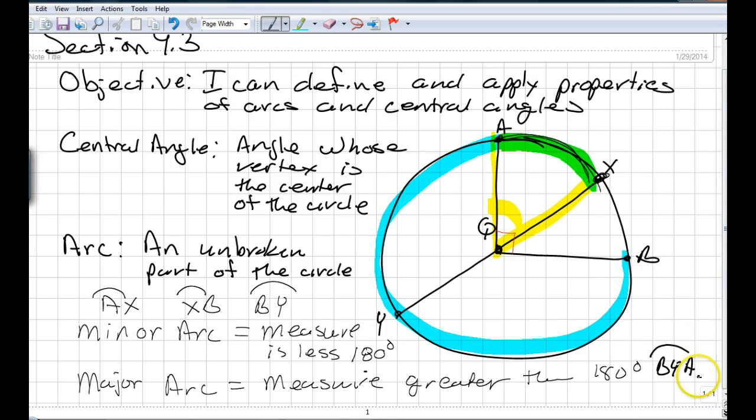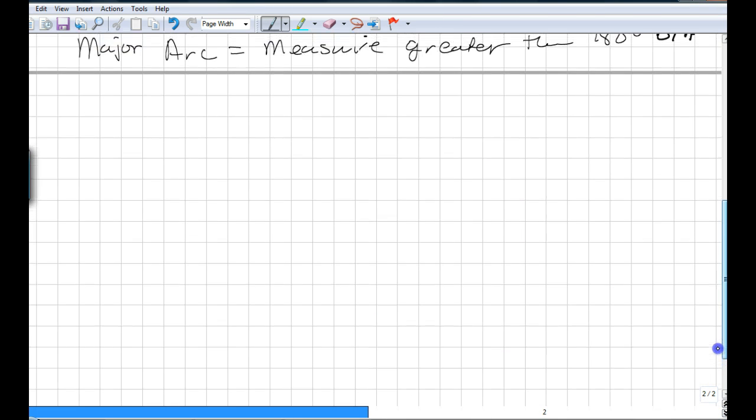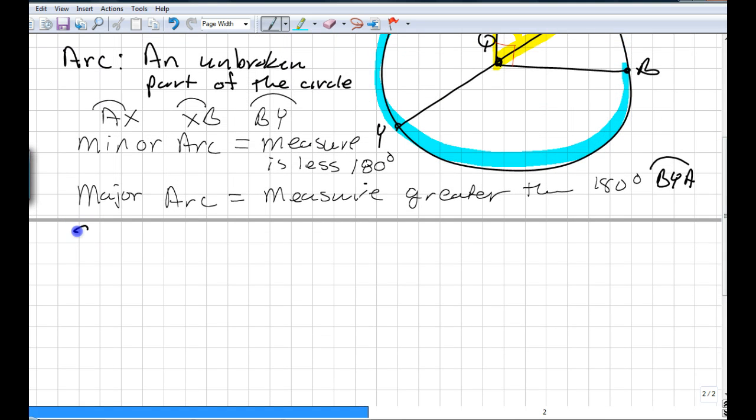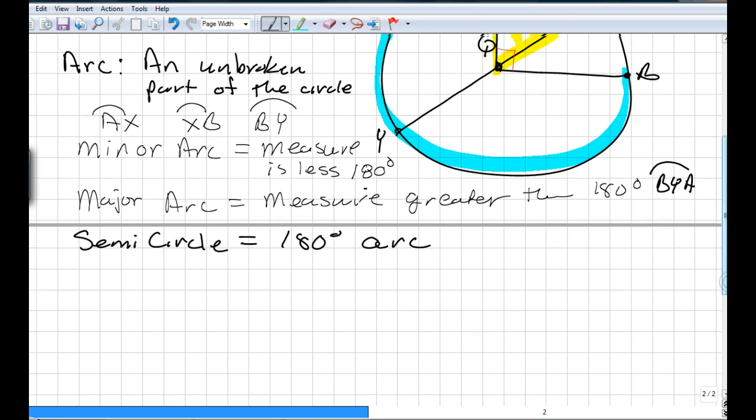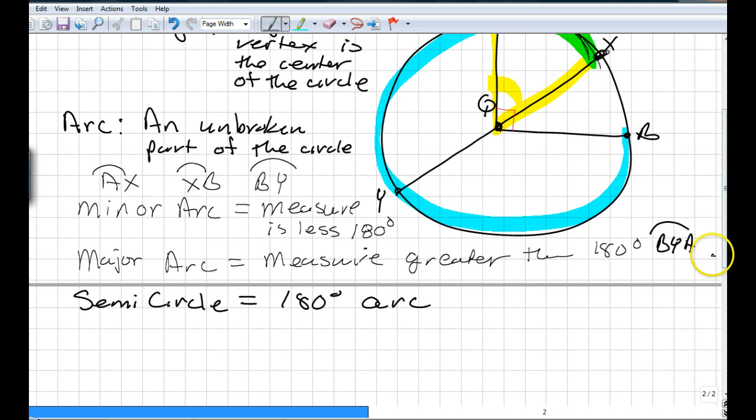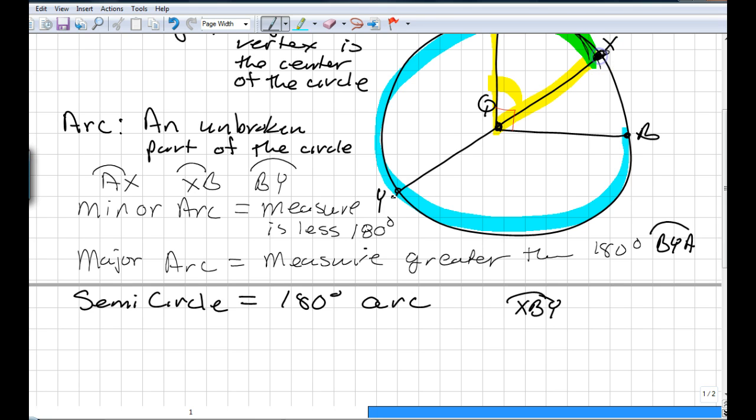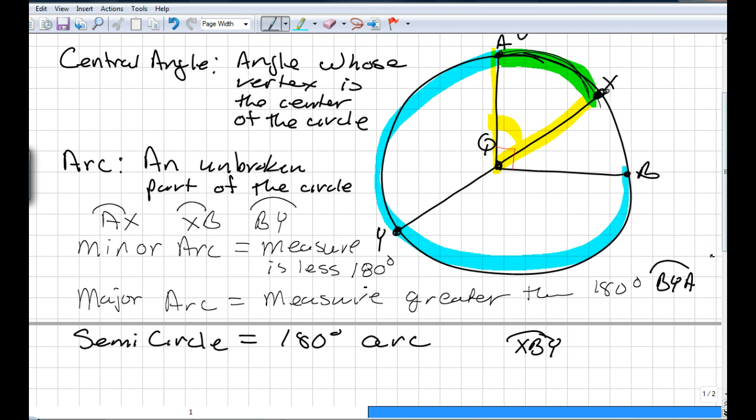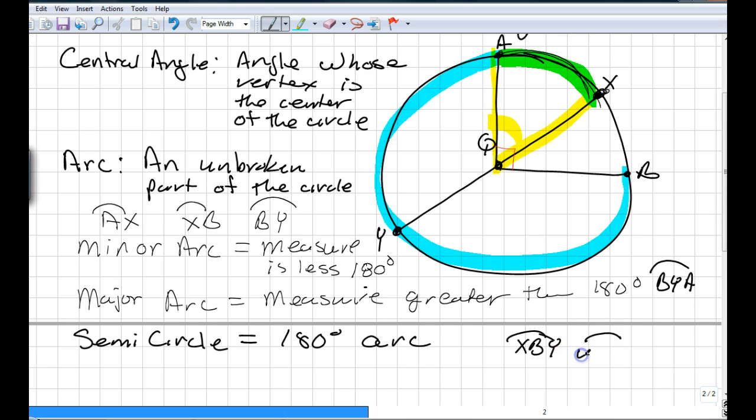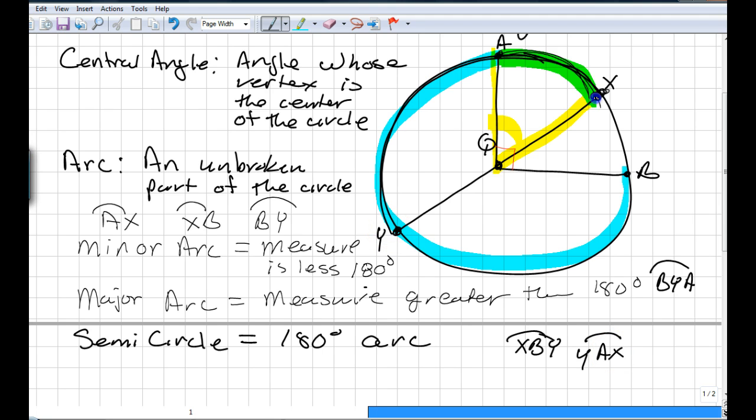So a minor arc measures less than 180 degrees and a major arc measures greater than 180. So what is exactly 180? Exactly 180 would be a semicircle. So we would say arc XBY is a semicircle because X and Y are endpoints of the diameter, which means it divides the circle in half. We also have arc YAX, so that means I'm starting at Y, going through A, and stopping at X, which gives me a semicircle.